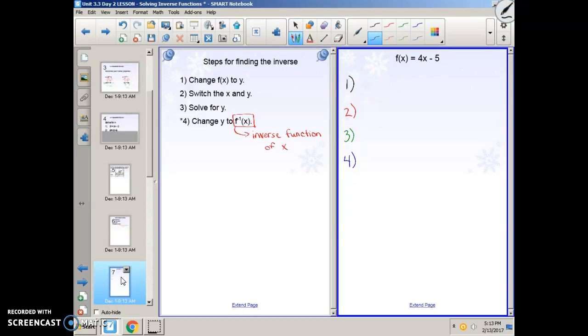So it says change f of x to y. Alright, well that's pretty easy. Instead of f of x, all I'm going to do is put y, and then everything else remains the same. Step 1, done. Cool.